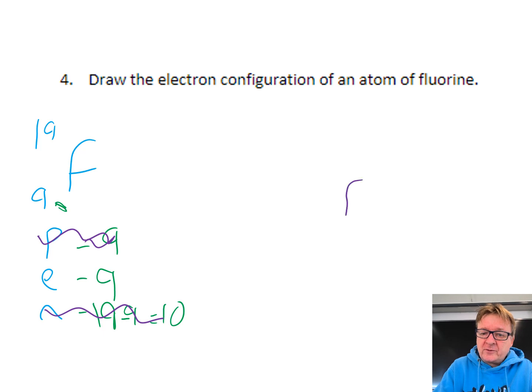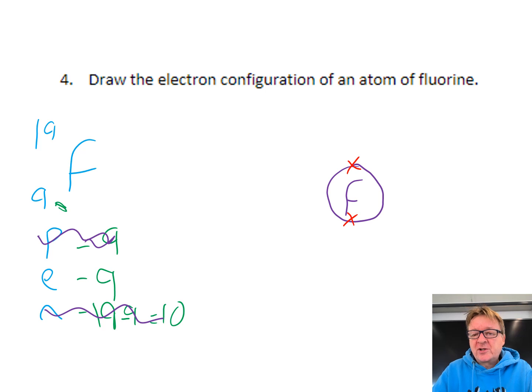So I now draw fluorine, and I do the first shell. What you've got to remember is that 2 electrons go in the first shell. And once there's 2 electrons in the first shell, we've run out, right? There's no more space in there. And we've now got 7 electrons left.